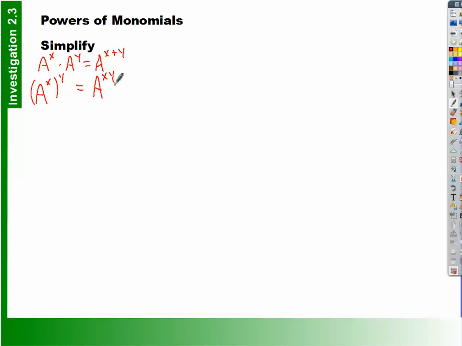power. What does it mean when two letters are next to each other? What are they doing, Sean? You're multiplying. So you're going to multiply the powers. So when you're taking a monomial to another power, you're going to multiply the exponents. So let's go ahead and see some examples of this.